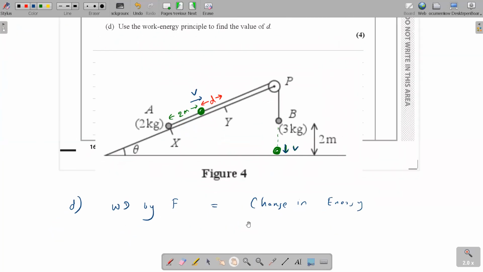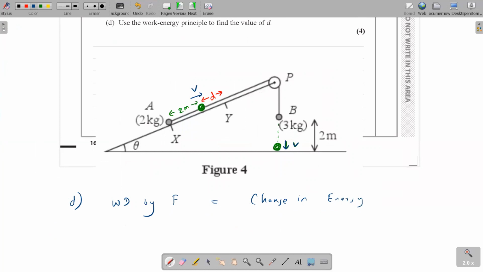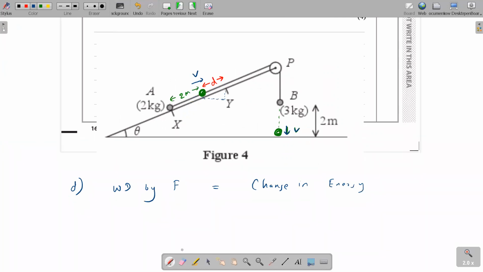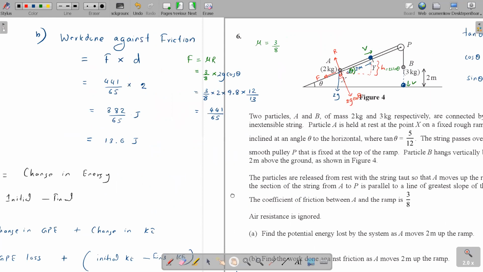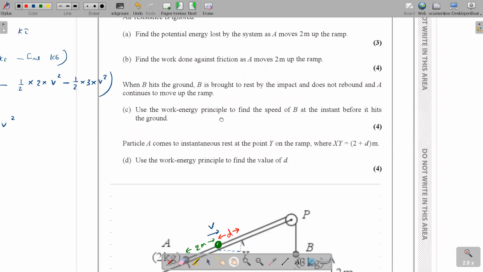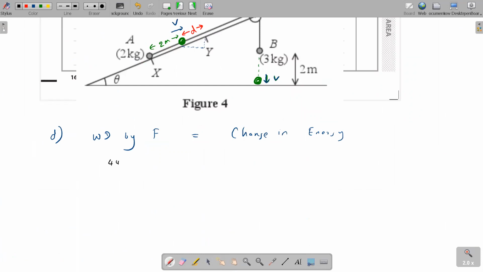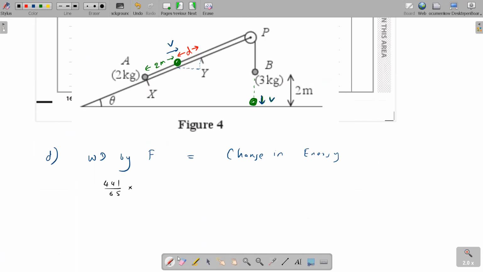I'm going to make it a little bit larger so that you can see it easily. So I'm going to take that small portion here, children. Again, I'm going to apply the work energy principle to this small portion. So work done by friction. We found the friction force. Friction force doesn't change. What's the friction force? Friction force, we found it to be 441 over 65. And the distance you move with the friction force is this distance d.